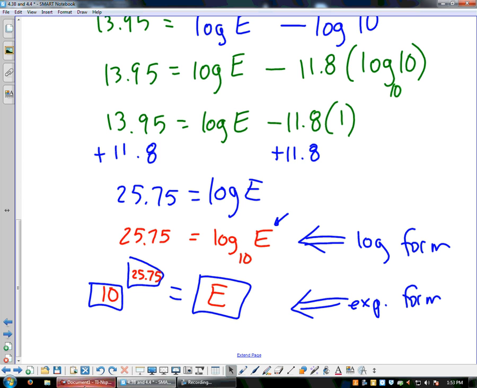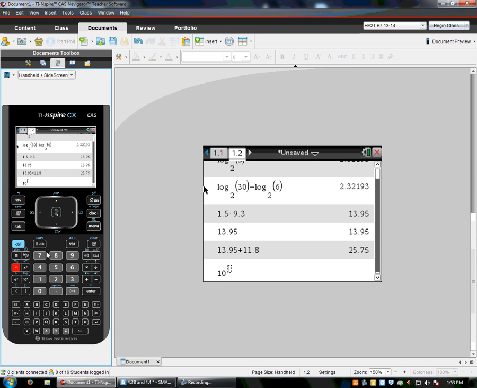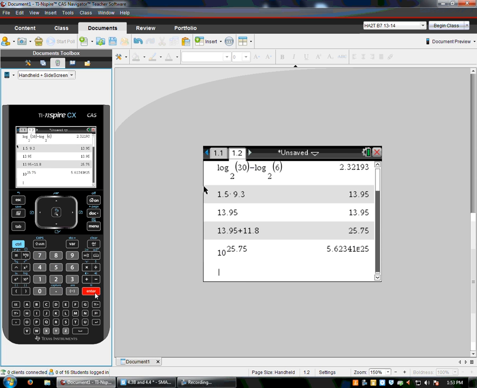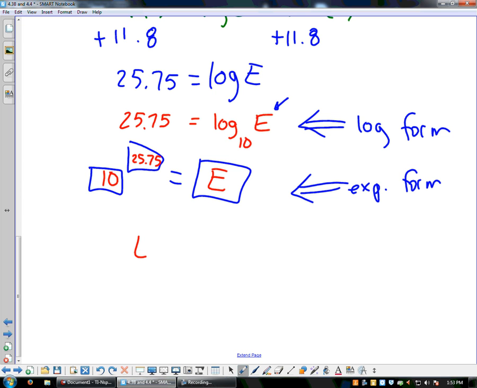Let's see if our calculator can even handle something like that. 10 raised to the 25.75. I'm getting 5.6 times 10 to the 25th. 5.6 times 10 to the 25th is my energy level. And that is in ergs.